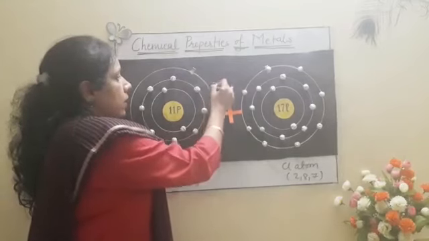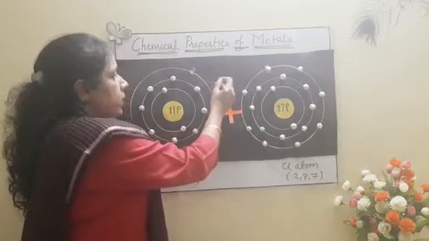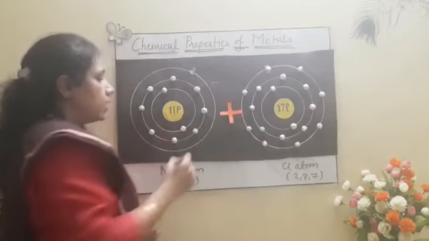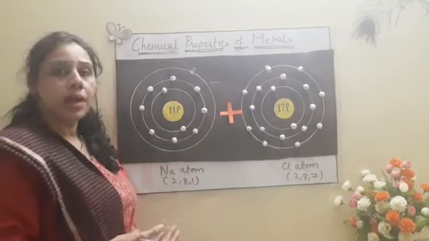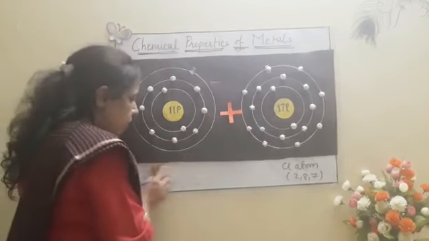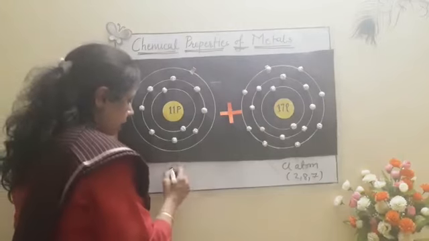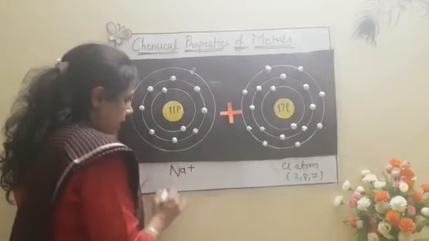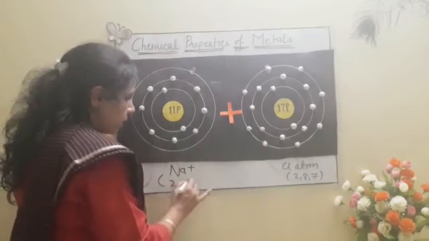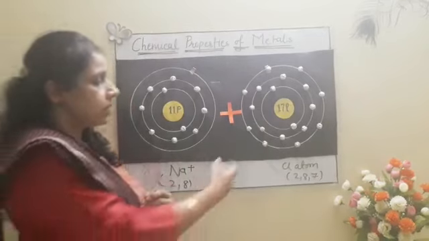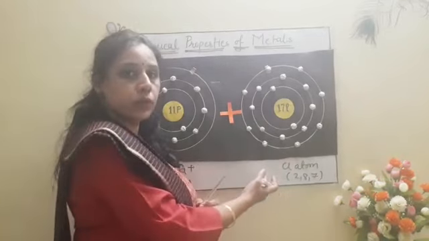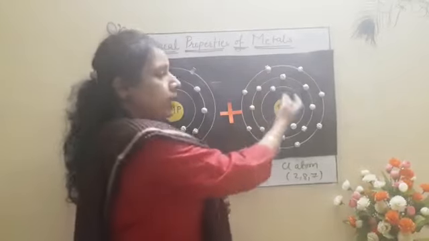Now, this is no more a sodium atom. It has turned into a sodium ion. So, we have to write that this structure is of sodium ion, and its electronic configuration will be 2, 8. Now let us see what happens in case of chlorine. Chlorine has gained 1 electron.